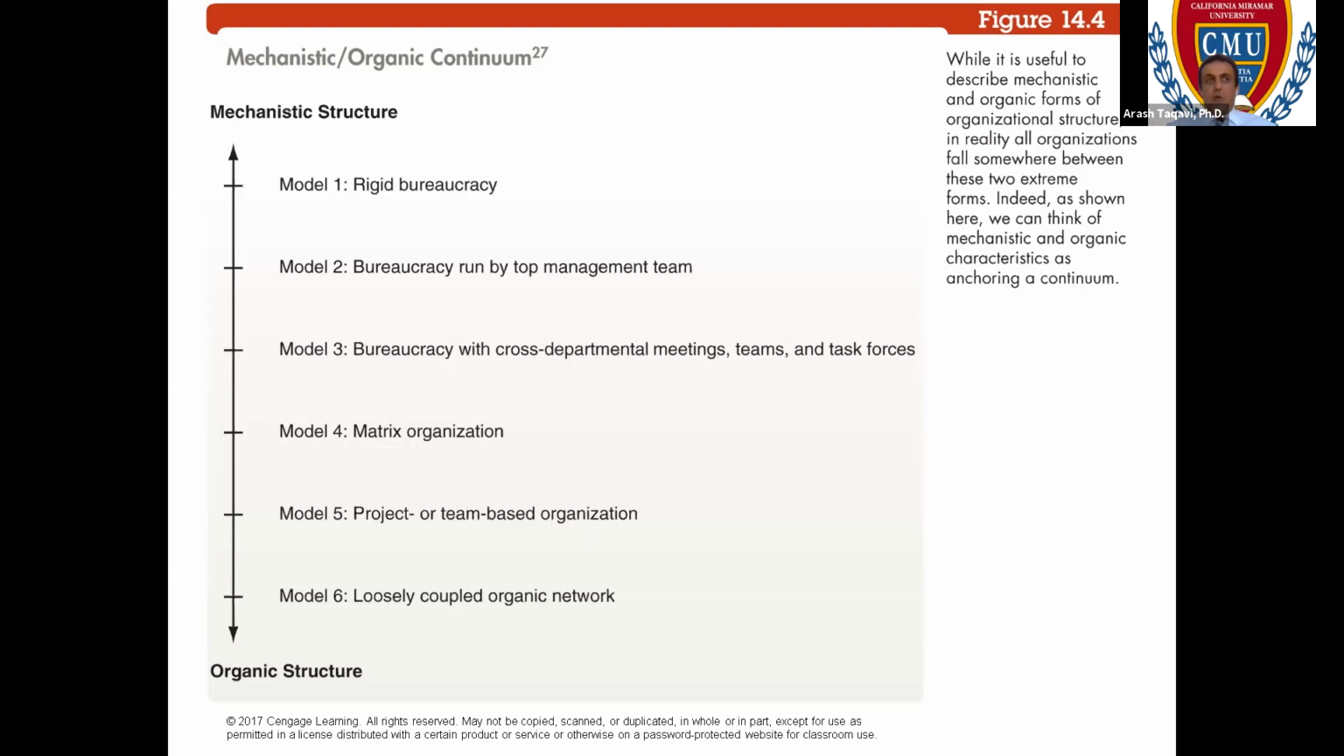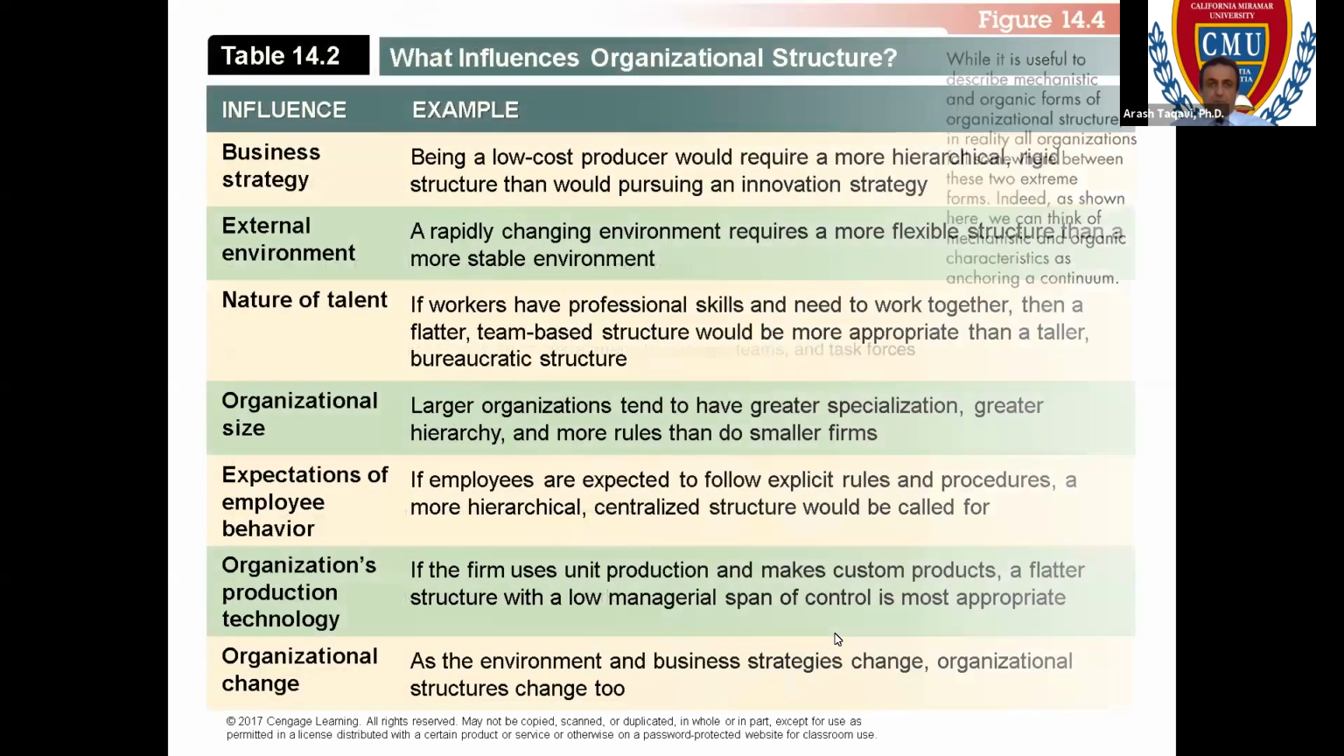So an ordinary organization cannot be at, for example, Model 1, the maximum mechanical structure, or at the fully organic structure. In the middle, between Model 3 and Model 4, especially Model 4, the matrix organization is a very good type for organizing a company.